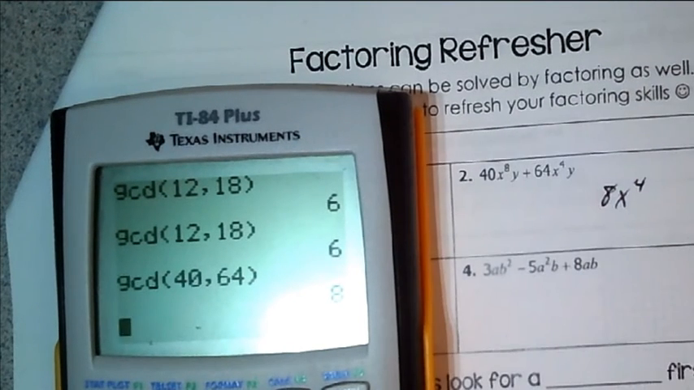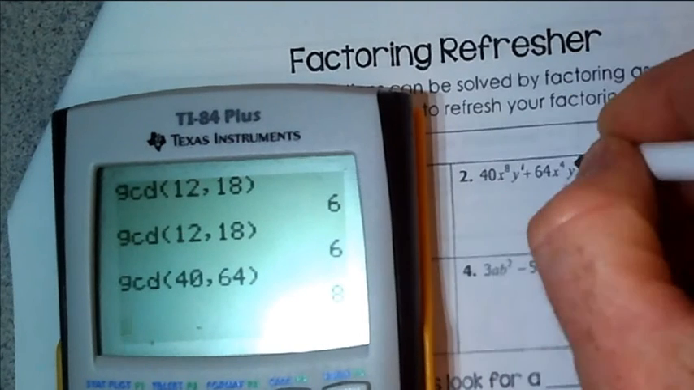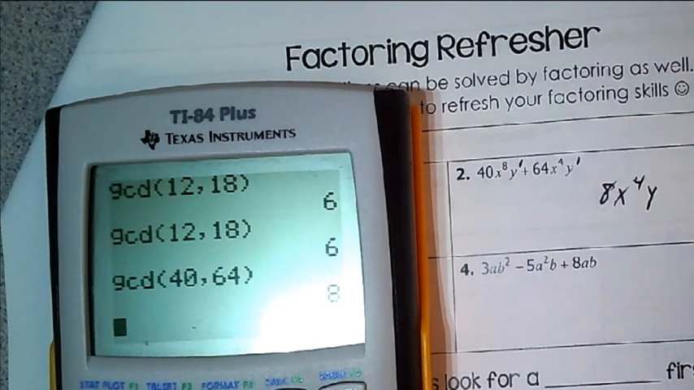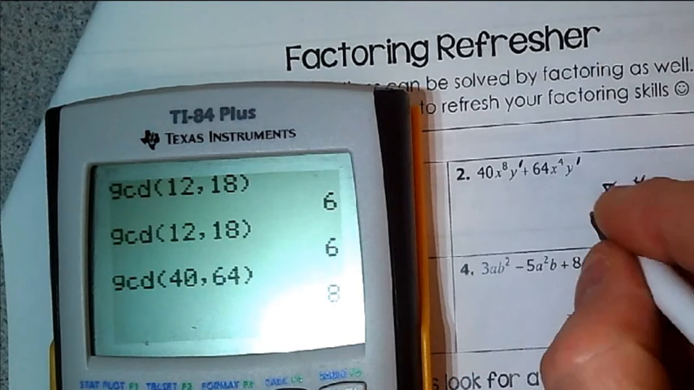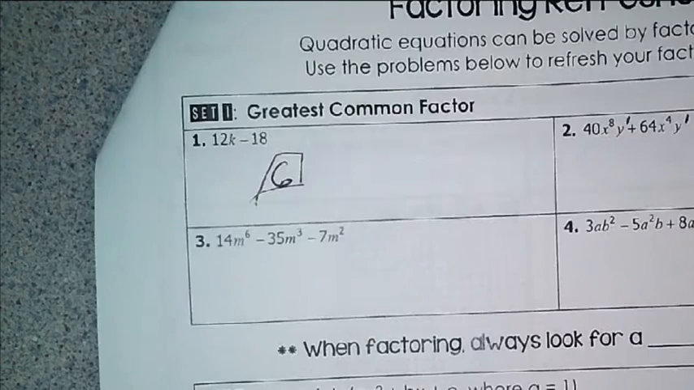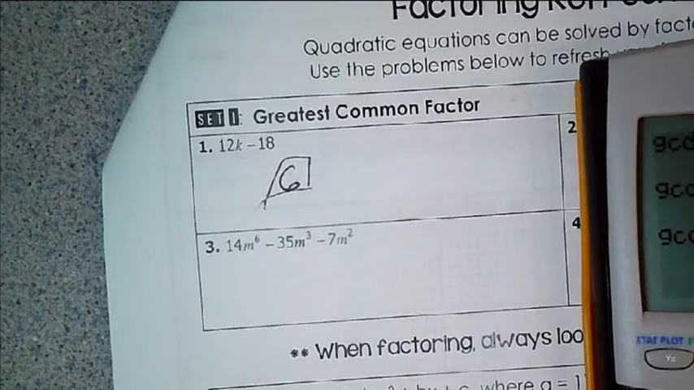Alright, and you're going to do the same thing for the y's. The highest exponent is 1, but that's the same for both of them, so we're going to take y. Just y. 8x to the 4th, y. I can do this all day. And that's it. Finding the greatest common factor is an important piece to being able to factor in general. Okay, let's do number 3.